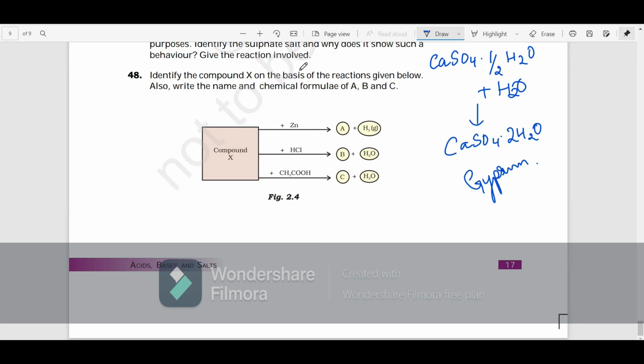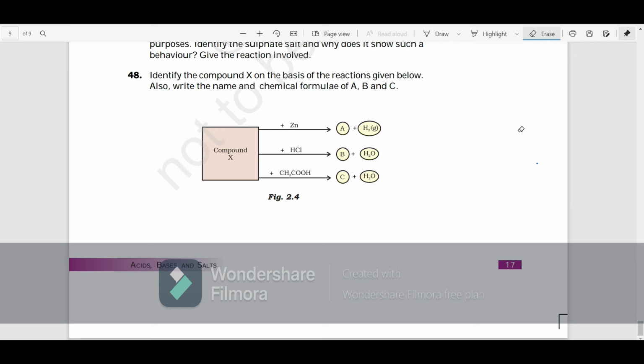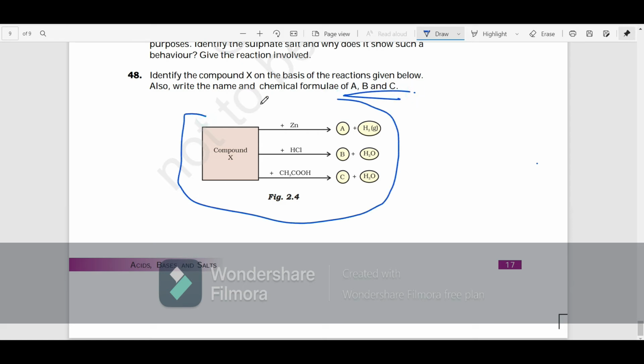Okay, now the last question of this chapter, let's see. Identify the compound X on the basis of the reactions given below. Also write the name and chemical formula of A, B and C. Here there is something to observe. Zinc with some compound is giving you hydrogen. So if you think about X, should it be an acid or a base or something like that?